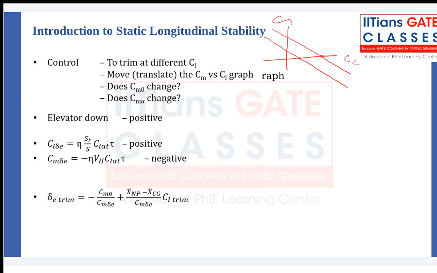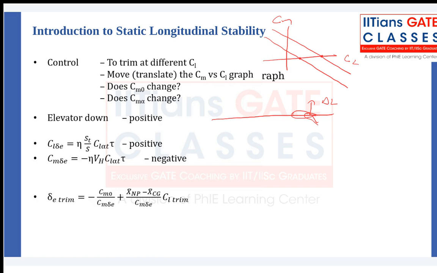Why is it considered positive? So if I take this to be the fuselage reference line and this to be my tail, and if I deflect the elevator downwards, it produces an increase in lift. There is a delta L. Delta L is positive, correct? So delta L is positive, and this is the reason why deflection of elevator down is considered positive.